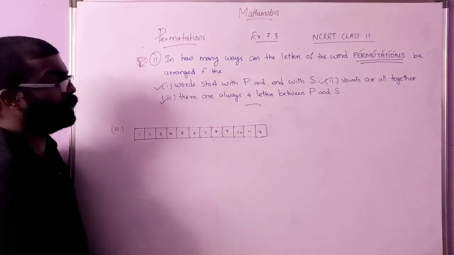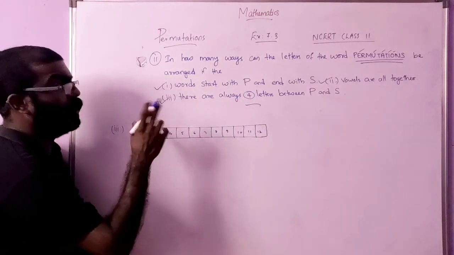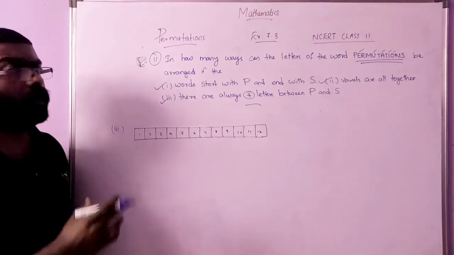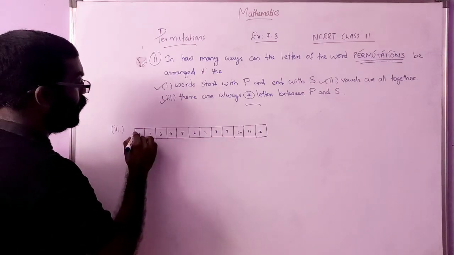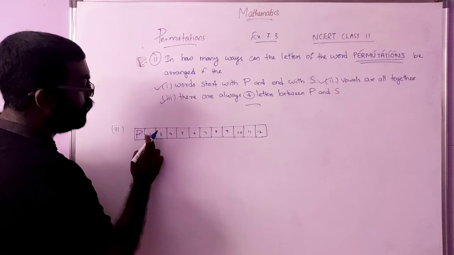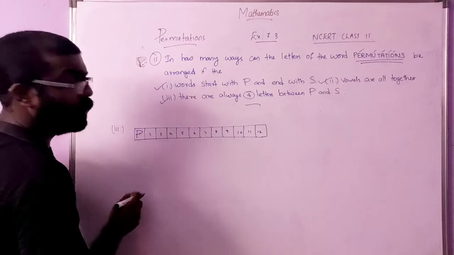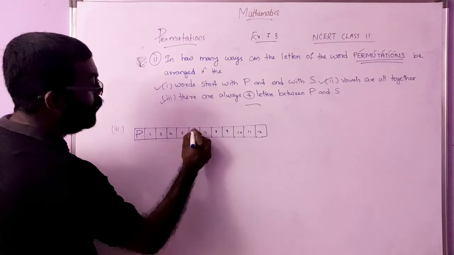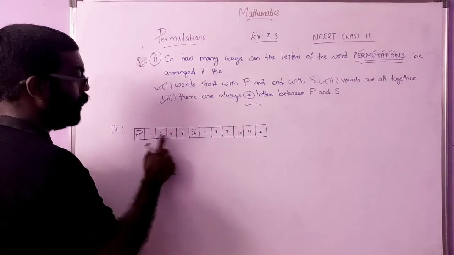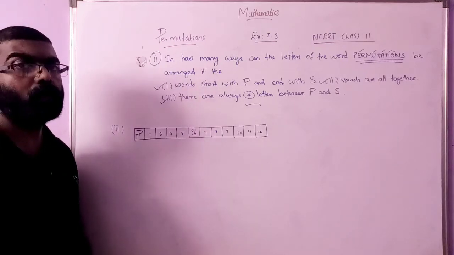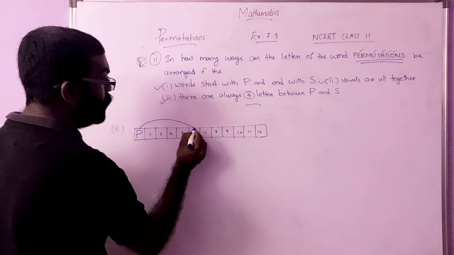And here the condition is there are always 4 letters between P and S. That means first of all we have to find the number of permutations, or how many ways we can arrange P and S. So if P is on the first position, then we have to leave 4 blank spaces in between P and S in order to fill 4 letters. 1, 2, 3, 4. S comes on the 6th place. Right. So in between P and S, now we can fill 4 different letters.